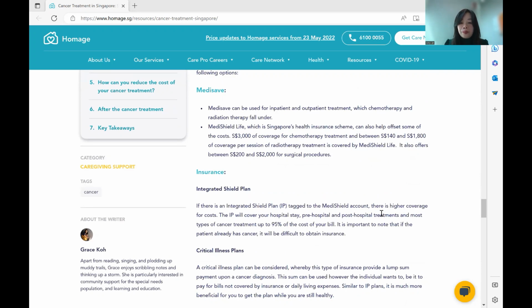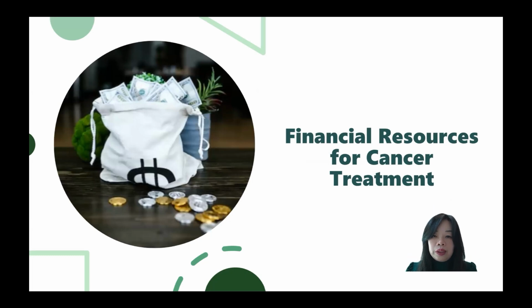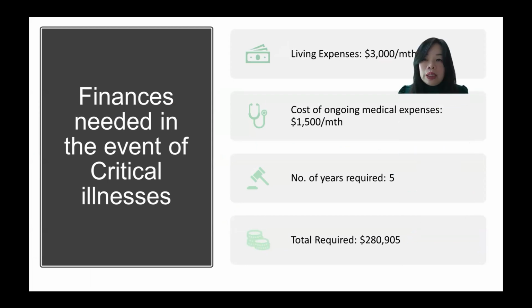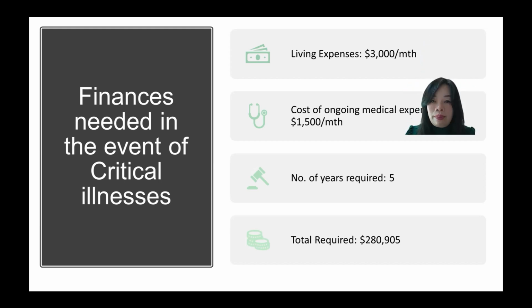So then what will be the financial resources for cancer treatment? I'll just show an illustration, assuming an individual is diagnosed with cancer. So typically, he or she will still have ongoing living expenses to pay. If a person is a family man, there will still be household expenses that he has to pay. The living expenses, we just assume at 3,000, including household expenses, personal expenses, day-to-day food and beverages and all that. So assuming it's just $3,000 a month.